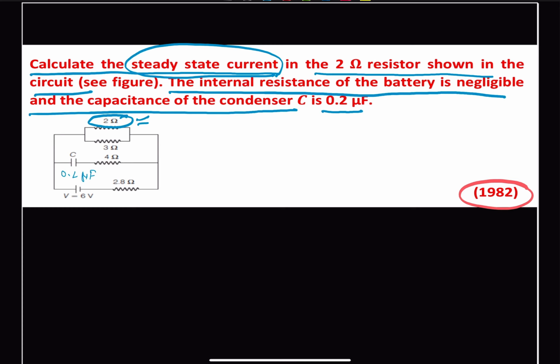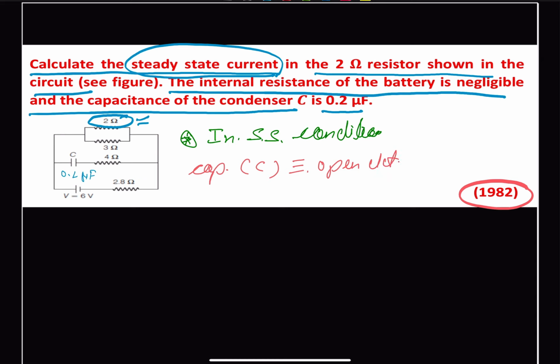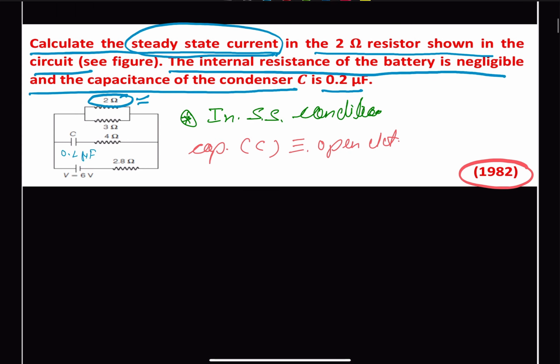So we can say that in steady state condition the capacitor, which is denoted as C in this case, is going to act as an open circuit. So we can just modify the given circuit and it will be coming something like this.